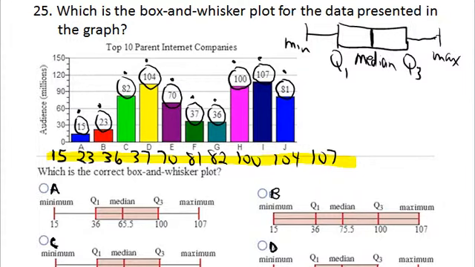And the reason I'm mentioning this so early on is you can see already that this choice B doesn't have any whiskers. So we've eliminated choice B without even doing any quantitative work. Just knowing what a box and whisker plot looks like tells you immediately it can't be B.